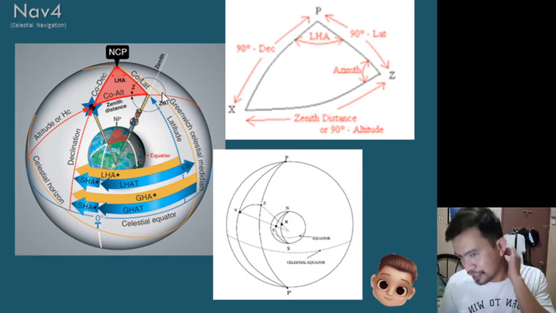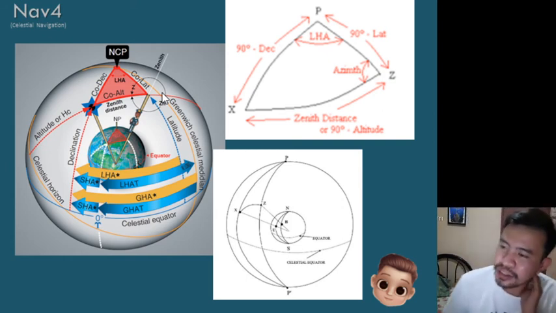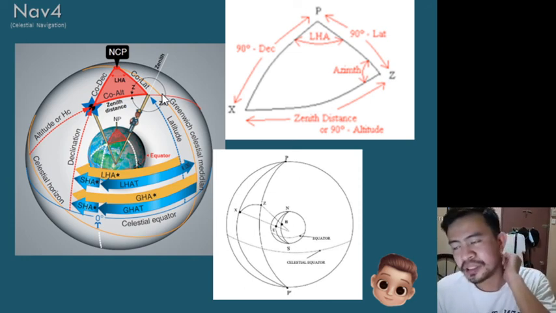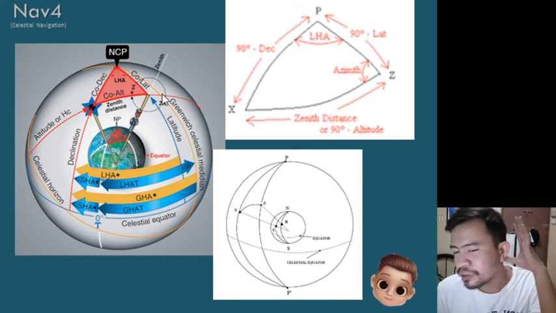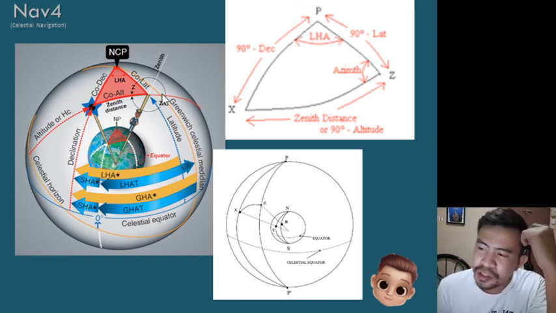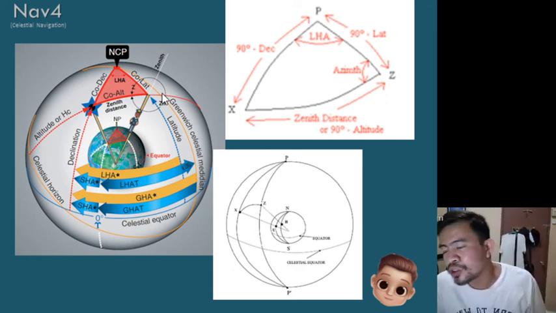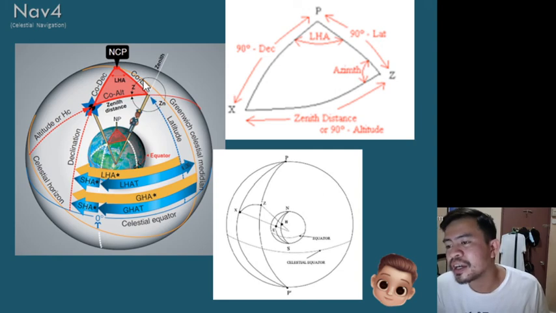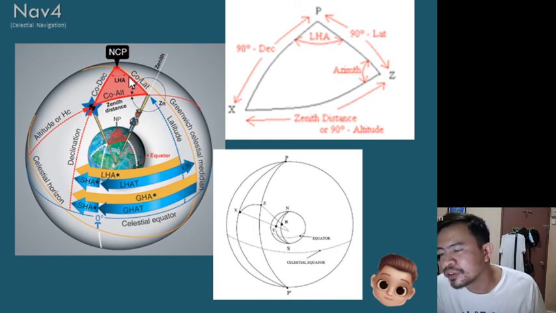Also, we have your LHA, or the local hour angle. We can simply get this one from our nautical almanac, and we discussed this in the previous videos that we had. As per the definition, the LHA is formed from the meridian of the observer to the meridian of our observed body. The angle being formed there is called your LHA.